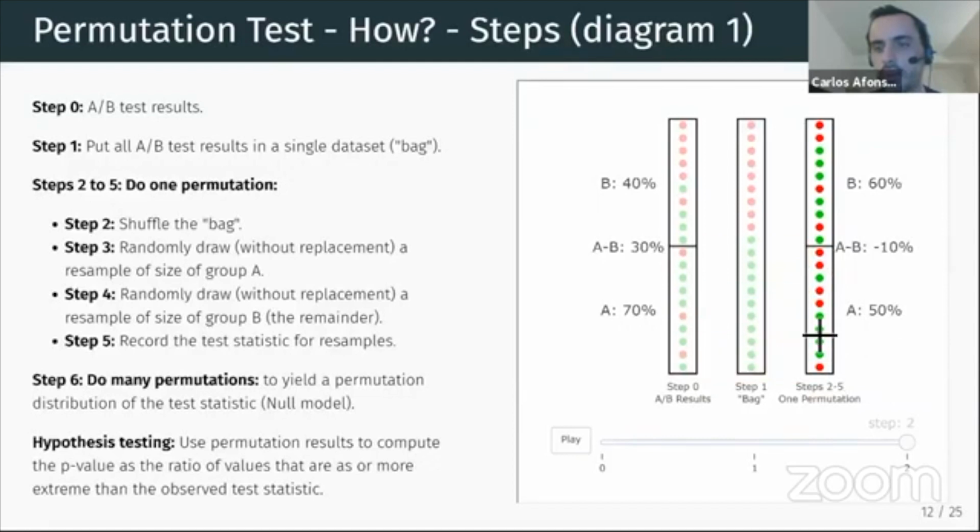So you're going to get different resamples in A, different resamples in B, so different success rates for A, different success rates for B, and then overall you're going to have a different difference for A minus B. So that's what the permutation test is doing: many permutations, so that in each permutation you get a new value for the test statistic, and then you can use all those new values to create the null model, the probability model that represents the null hypothesis of A and B not being different, of A and B being the same.